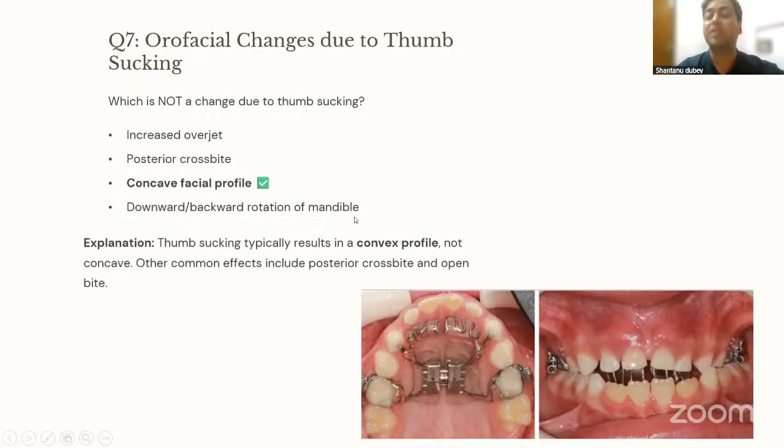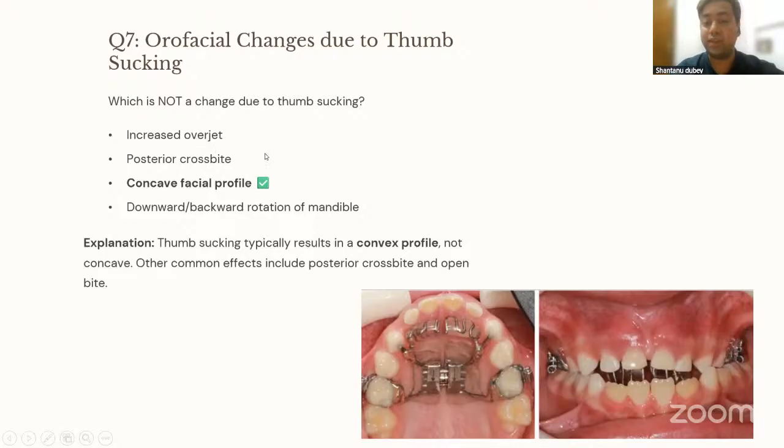That's what causes the profile to be convex, hence this option is correct. It is a change that is seen due to thumb sucking. Increased overjet, because there is flaring of the upper anteriors and a little bit of retroclination of the lower anteriors. I mean, there could be, and hence there is increased overjet.